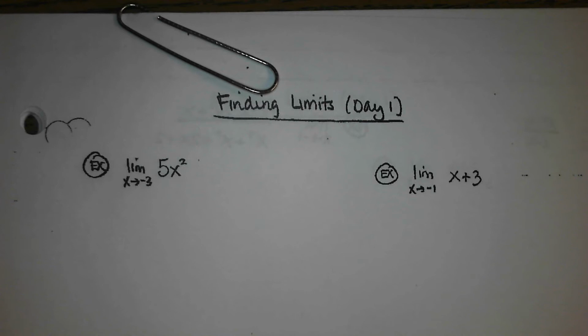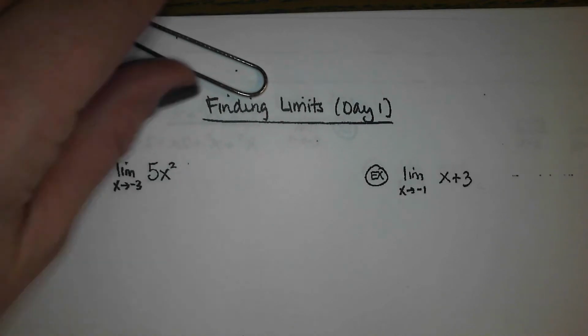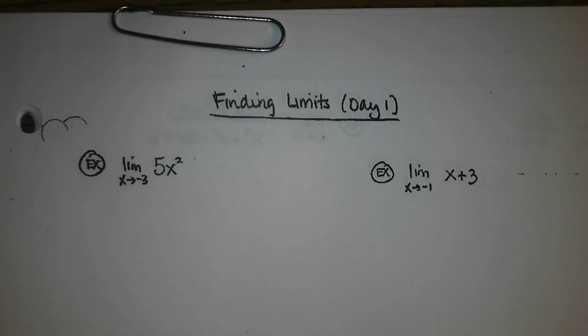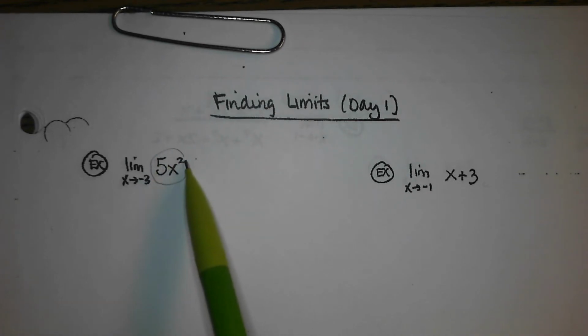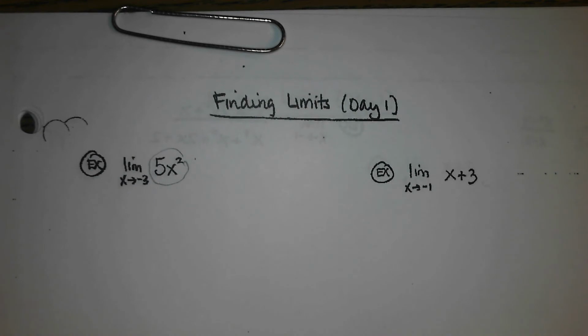Direct evaluation is what it's called. Direct evaluation is something that's going to work if you know that the function is continuous. So if you think about the function 5x squared, what image, just general shape, pops in your head? Parabola. Are there any breaks or holes or anything in a traditional parabola? No. So that function in its entirety is continuous.